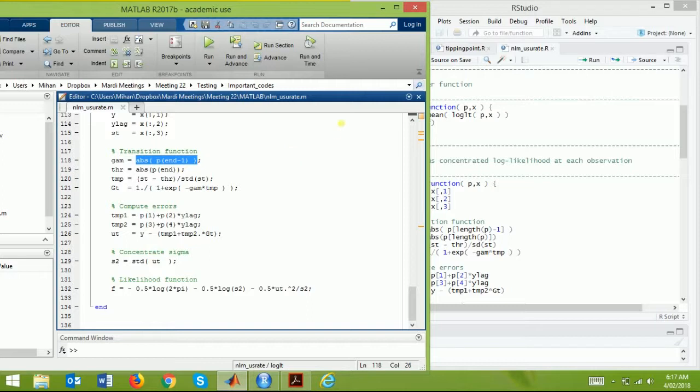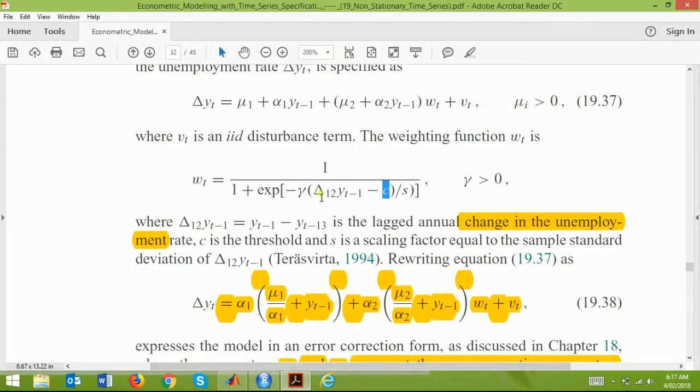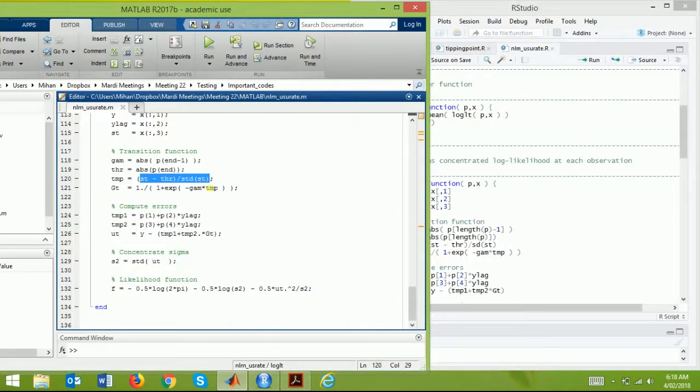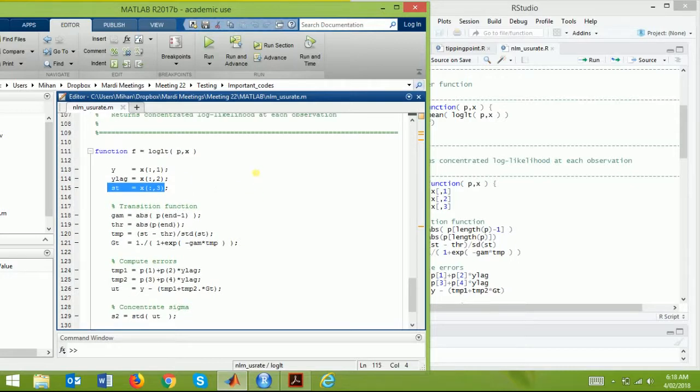We can't, because gamma is representing the whole element over there in the equation, the transition function, and the whole unseen estimation that is happening here. Gamma is only associated with the numerator, not the denominator, and the whole thing is ST, this equation. So ST minus threshold, divided by the standard deviation of ST. So we're going to use raw data, the standard deviation of ST.